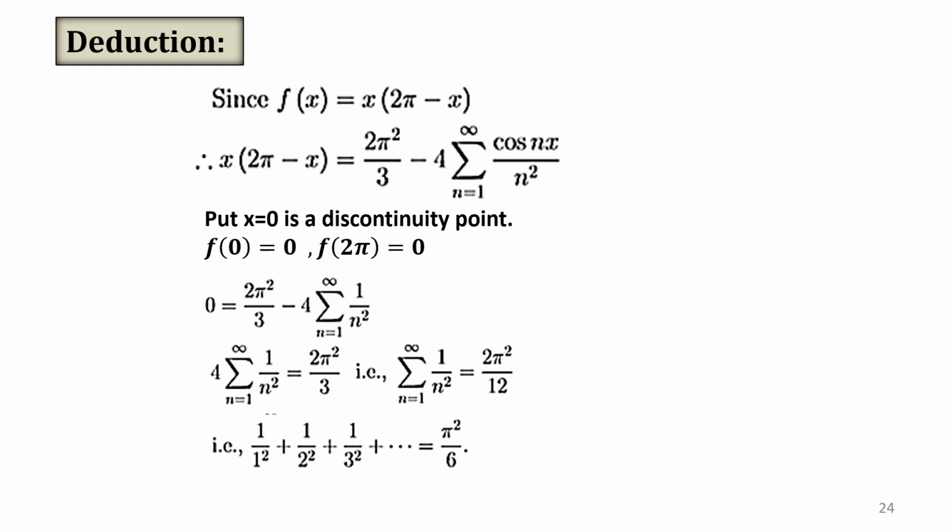0 is equal to 2 pi square by 3 minus 4 summation. I have put x is equal to 0. For cos nx also substitute x is equal to 0. You will get 1. So 1 by n square. Minus and minus will get cancelled. This 2 pi square by 3 goes to the left side and it will become minus 2 pi square by 3. Minus minus gets cancelled. So 4 summation n is equal to 1 to infinity 1 by n square is equal to 2 pi square by 3. And now we have to substitute and solve. We will find the answer.